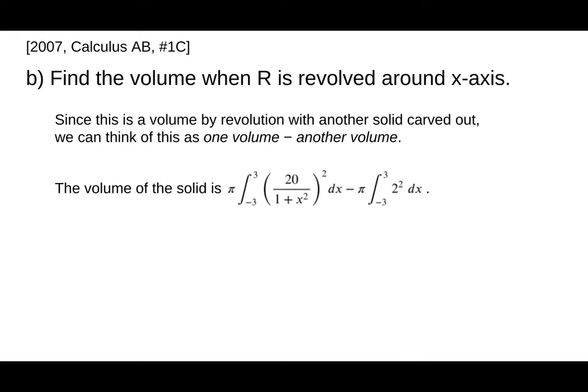So the volume of that solid would be, using the formula for volume of revolution, pi times the integral from negative 3 to 3 of 20 over 1 plus x squared, squared, minus pi times the integral from negative 3 to 3 of 2 squared. Just sometimes I think it helps to think of it as two separate integrals.